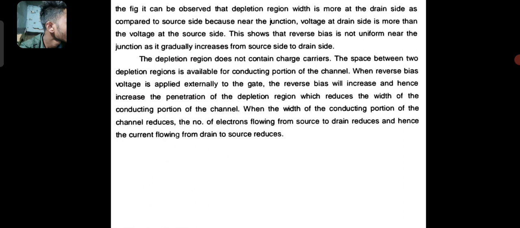When the width of the conducting portion of the channel reduces, the number of electrons flowing from the source to drain reduces, and hence the current flowing from the drain to source reduces.